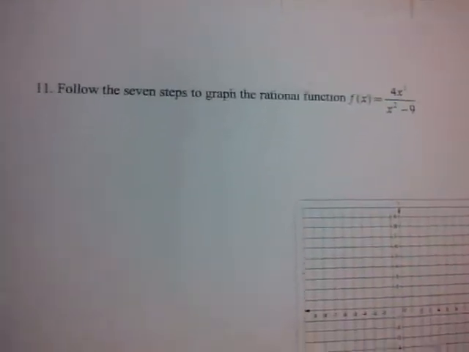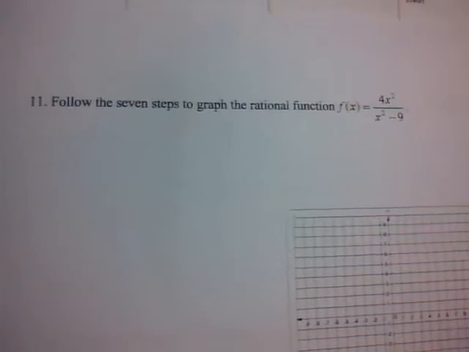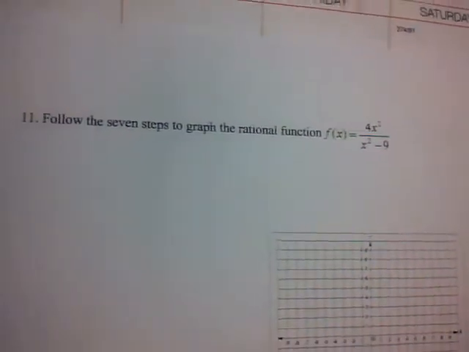Okay, question number 11. Now here, you have to follow the 7-step procedure to graph the rational function f of x is equal to 4x squared over x squared minus 9. Okay, here's the 7-step procedure.